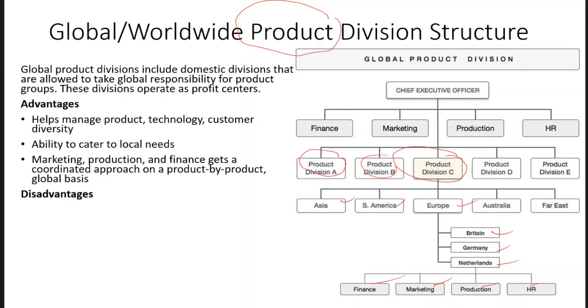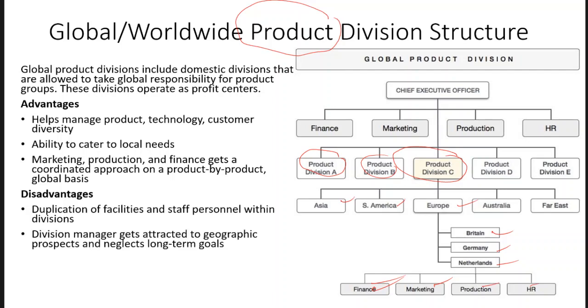However, the disadvantages of these are duplication of facilities and staff personnel within divisions. So, for example, the facilities and staff within the divisions in the Netherlands may be duplicated in Germany or in Britain as well. And also the division manager gets attracted to geographic prospects and neglects the long-term goals, because they are very flexible and usually only act based on the situation currently happening. Whereas the company's main headquarters usually have long-term goals that the company needs to achieve.